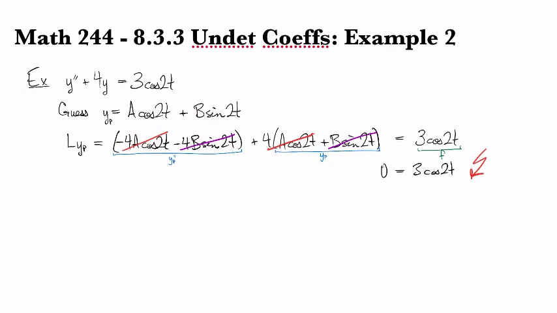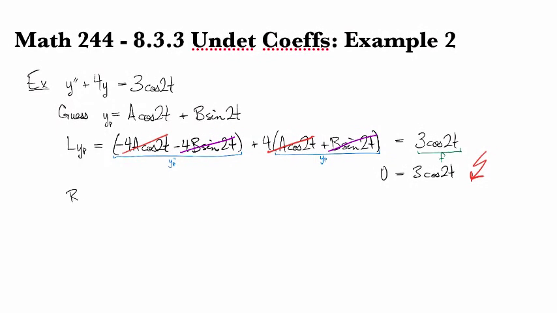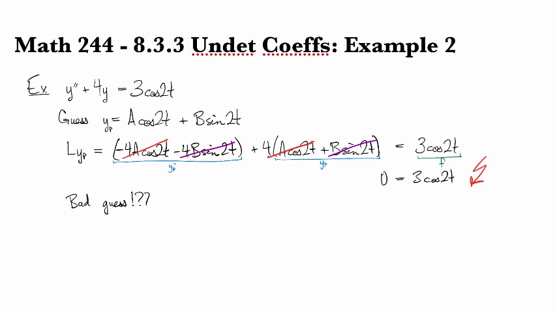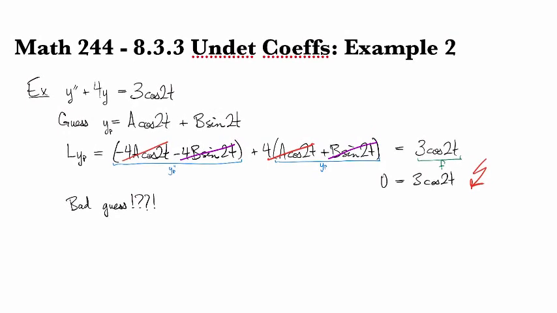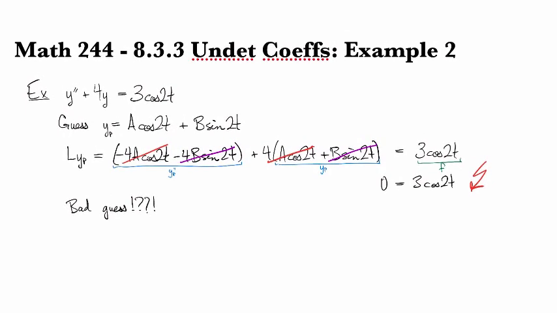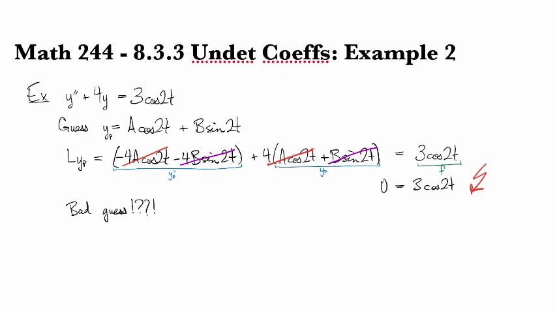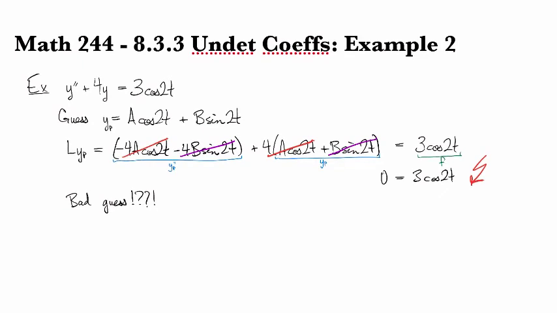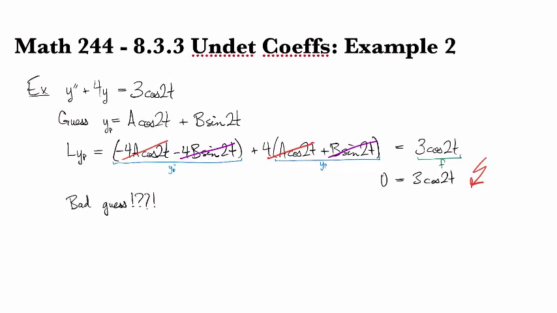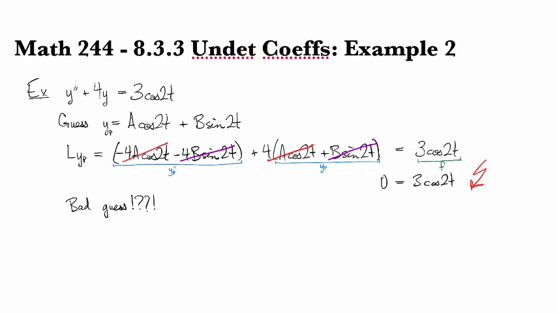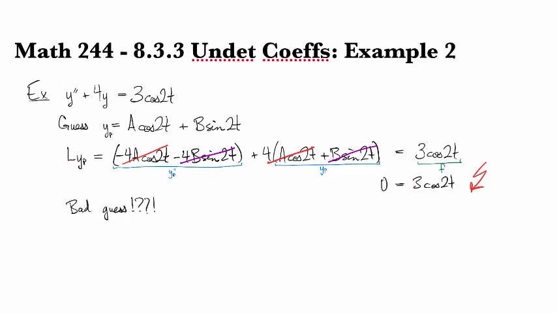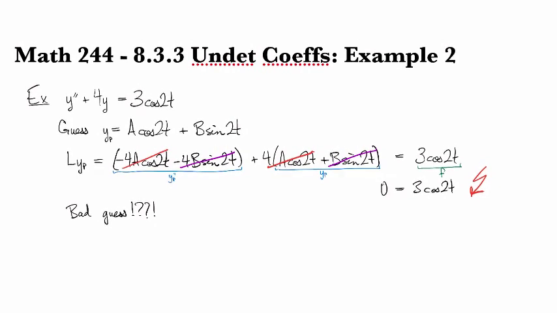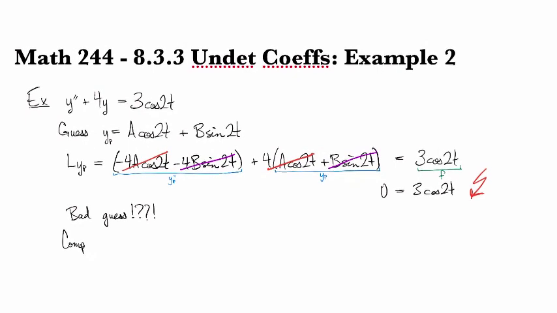Okay, what went wrong? Somehow we had a bad guess. Well, to understand what went wrong with this guess, we need to look a little bit under the surface. Once upon a time, I told you that whenever you're solving one of these equations, you need to solve for the complementary solution first. And in fact, if we had done so here, we would not have made this mistake. So let's find the complementary solution.